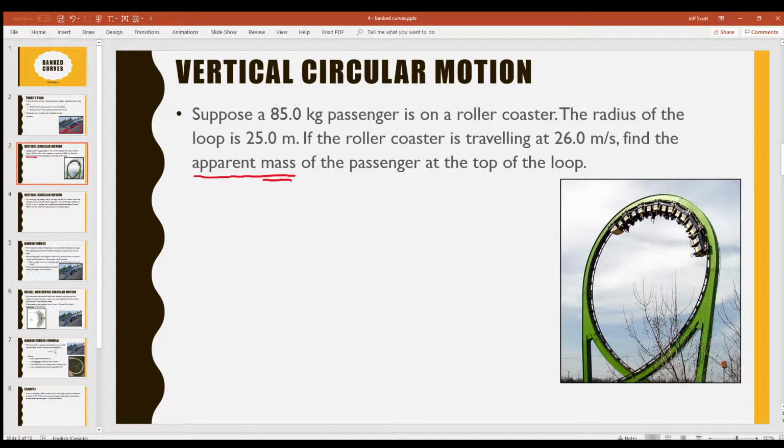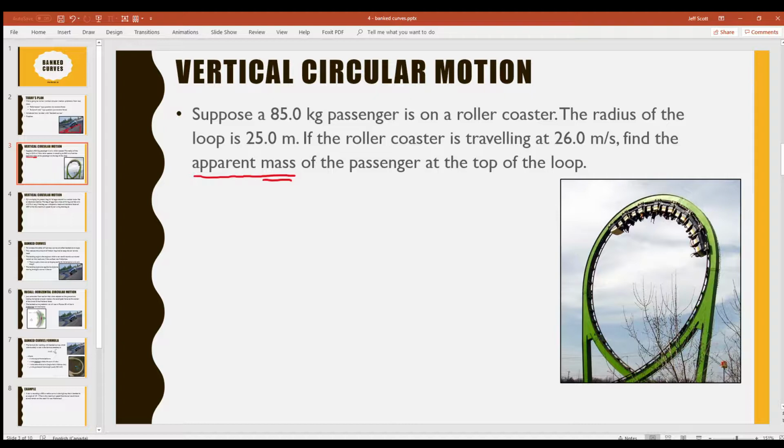Remember, mass is a unit measured in kilograms, and it's the same no matter where you are in the universe, whereas an apparent weight depends on things like what gravity exists in the location you're at, or what kind of a force is being exerted on you. Like if you're in an elevator, you're going to experience a different apparent weight than you would elsewhere. Apparent weight would be measured in newtons. So since we're looking for an apparent mass, we need to make sure our final answer here is in kilograms.